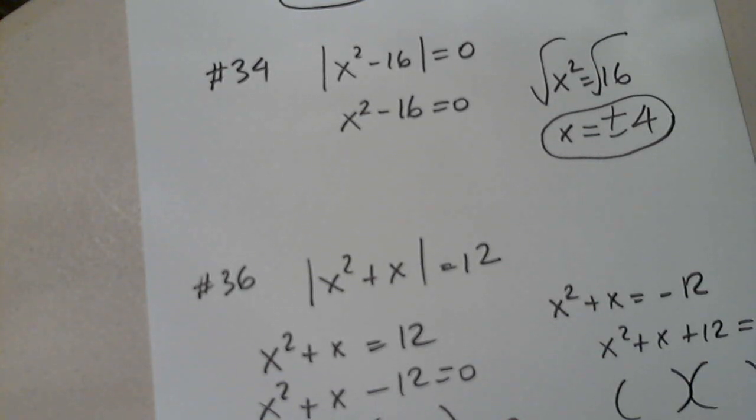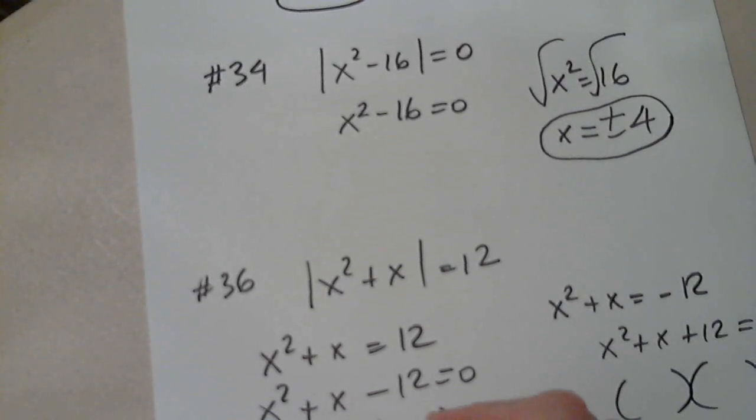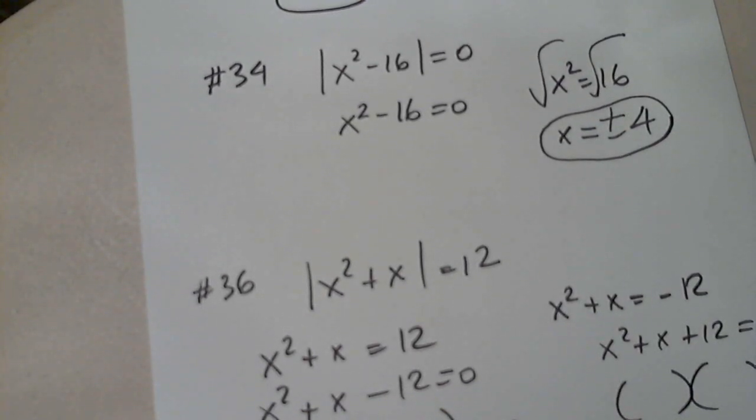Will anyone be willing to give us the factored form of any of them? Any of them? Anyone? The first one would be x plus 4, x minus 3. Indeed. And then the second one is just x plus 4, x plus 3.